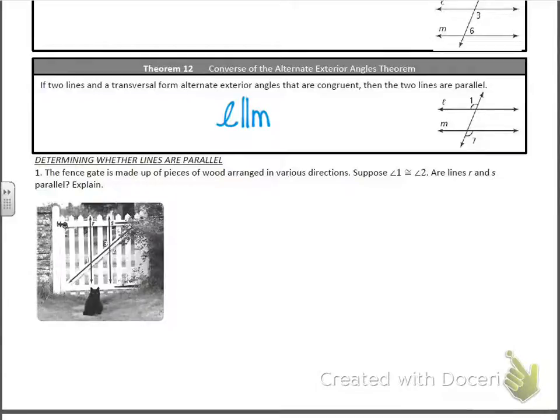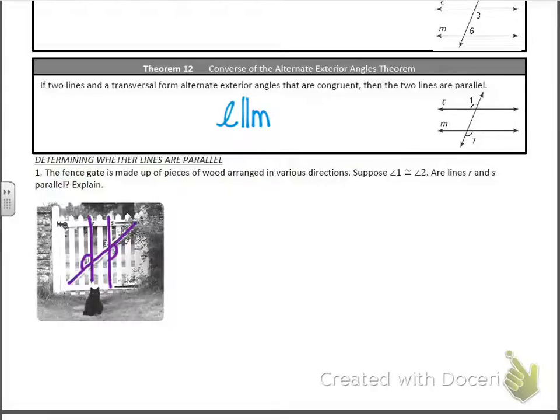So let's go over this one together, but then I'm going to have you answer it in your own words. So number 1 says that the fence gate is made up of pieces of wood that are arranged in various directions. Suppose angle 1 is congruent to angle 2. So here's angle 1 and here's angle 2. So suppose they are congruent. Can you assume that lines R and S are parallel? So can we assume that this line is parallel to this line? Here's your transversal.